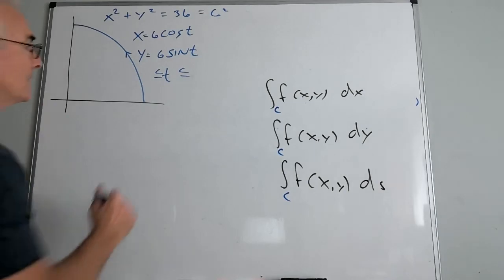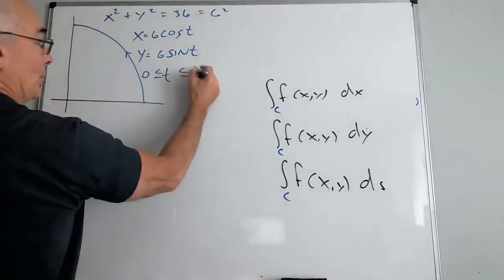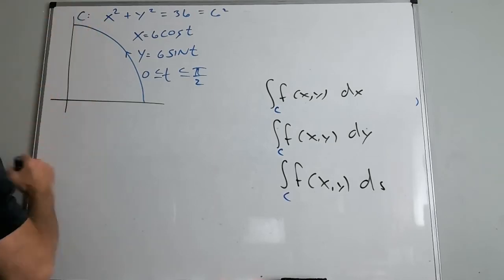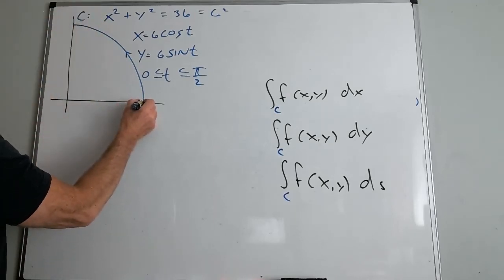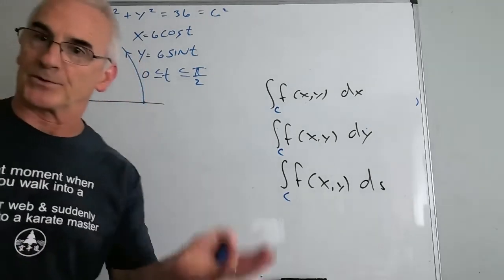Zero to pi over 4. 0 to pi over 2. Pi over 2. Yeah, quarter circle. Okay, so this is my path, and I'll write it like this. I'm going from here to here. So ultimately, I'm going to integrate something with respect to t.